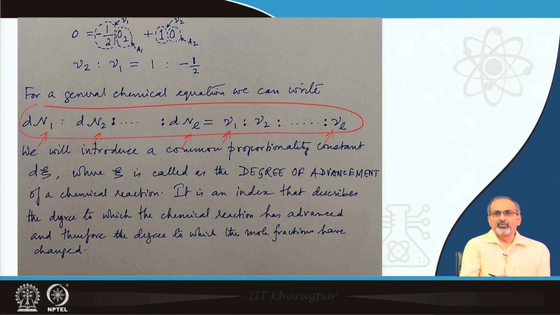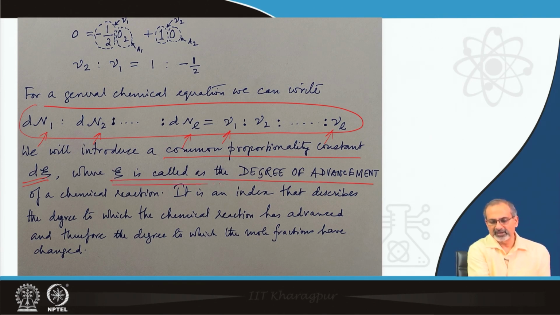So, in order to make things simpler, we will introduce a common proportionality constant, and let us say for a differential change of the ni's, we will have a corresponding differential change of that proportionality constant given by d xi, based on the fact that this proportionality constant is given by xi, which is called the degree of advancement of the chemical reaction. So, as the chemical reactions progress incrementally, there is a degree of advancement of the chemical reaction that we are bringing into the picture.